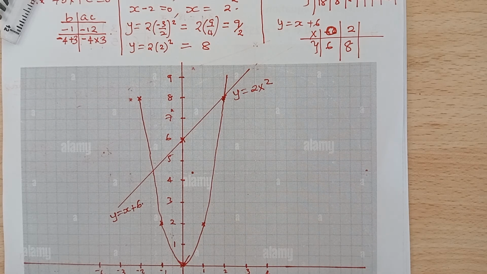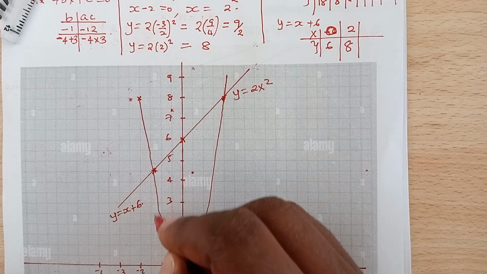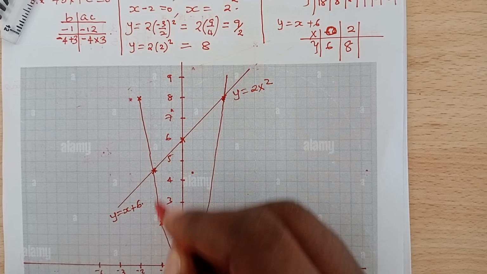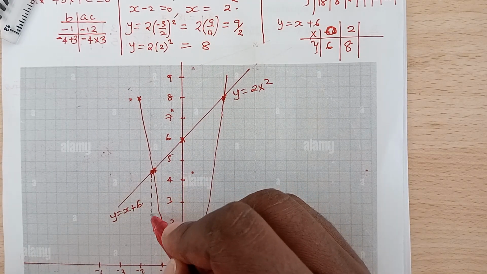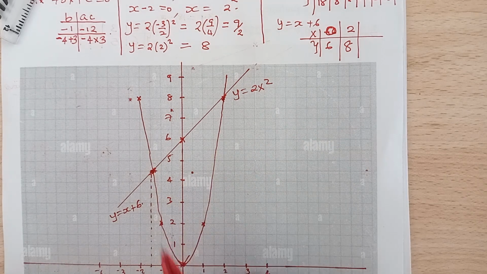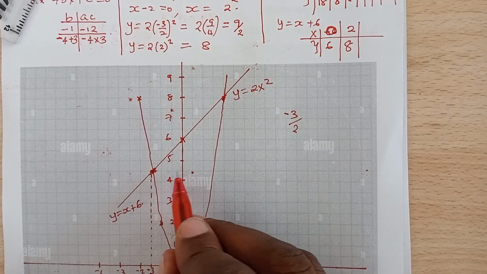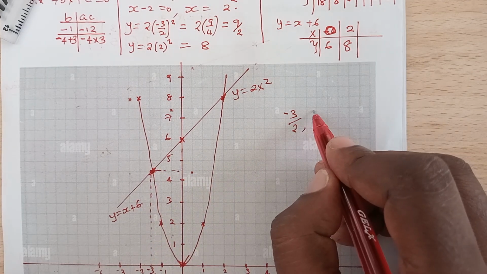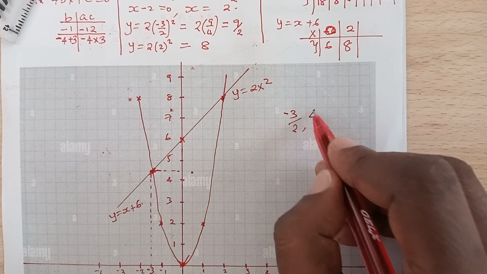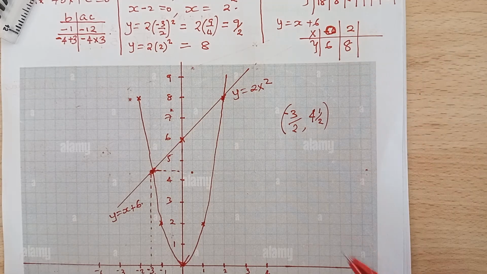When we now interpret it graphically, we can see the point of intersection. This is when x is minus 1.5. This is where the graph meets, so x is minus 3 over 2. What is y when we are there? Of course, you walk with this straight line. It is 4.5, or 9 over 2.